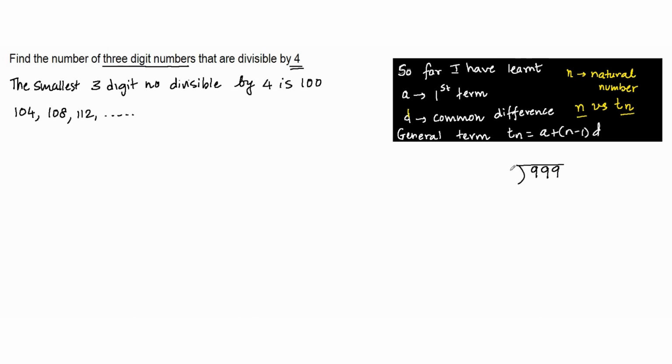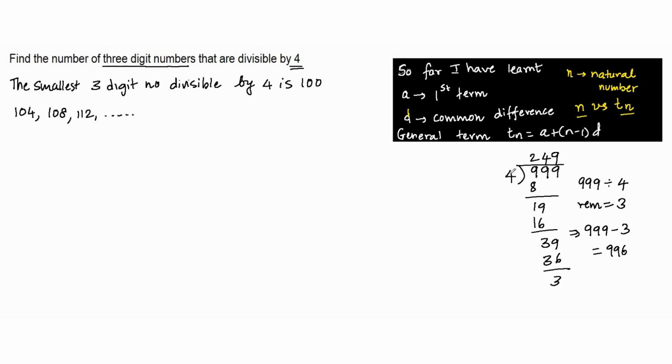999, which is divided by 4. 4 2s are 8. 9 minus 8 is 1. 9 comes down. 4 4s are 16 and 19 minus 16 is 3. 9 remains, and 4 9s are 36. So a remainder of 3 remains. So when 999 is divided by 4, the remainder is 3, and this implies 999 minus 3, which is 996, is divisible by 4, right? This is what it means.